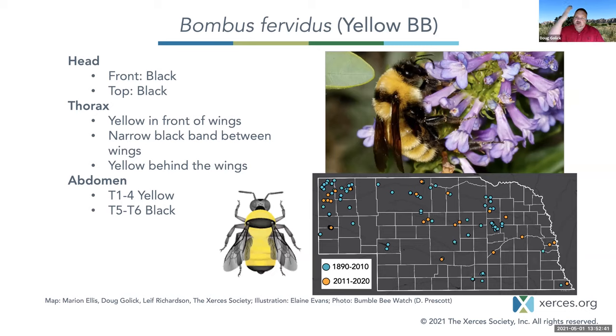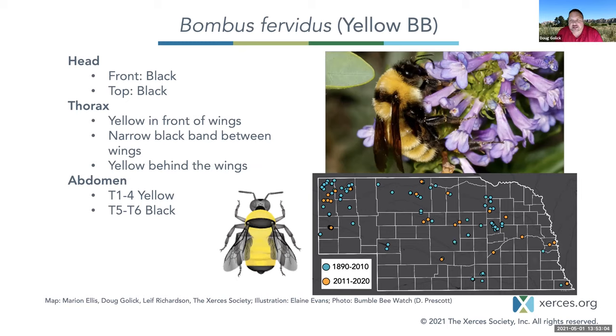Again, the top of the head is black. One special characteristic about this particular group is it has a fairly long face. If you look from the side, it has a little bit longer face than some of the other species and looks almost like a horse face, just a little bit longer. So it's kind of neat, once you start looking for those characteristics, you start seeing those things.